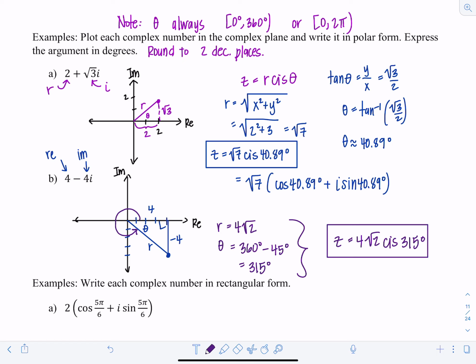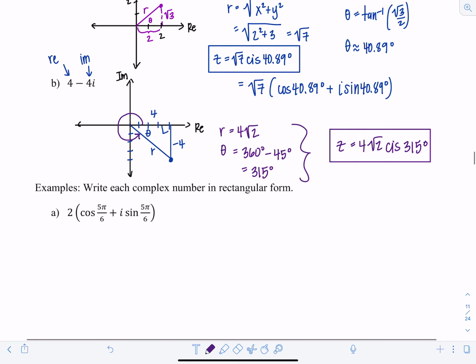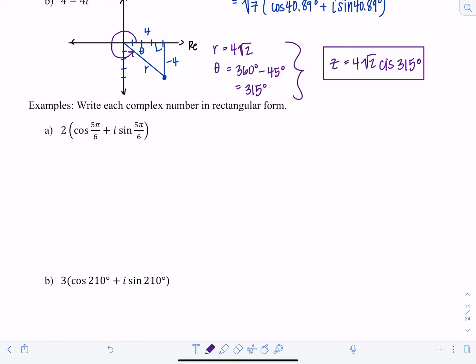Good. All right, now we're going to go the other way. So we have complex numbers in polar form, and we're asked to write them in rectangular form. So all you do is just compute whatever cosine of 5 pi over 6 and sine of 5 pi over 6 is. So this is going to be 2 cosine of 5 pi over 6 is negative rad 3 over 2 plus I times sine of 5 pi over 6 is a half. And then distribute the 2 and always put the real part first, even if it's negative. So we're going to have negative rad 3 plus I.